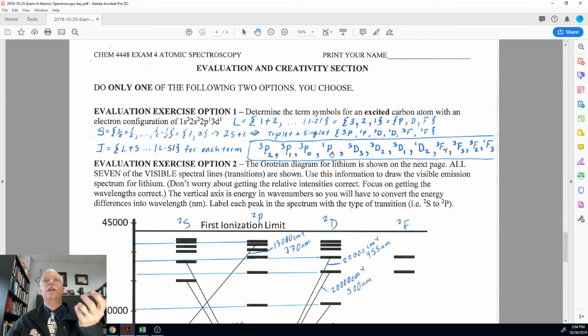And then for the singlet P, S is 0, so L plus 0, L minus 0 is just L. And so your J value will equal your L value. And so singlet P1, because P is 1.